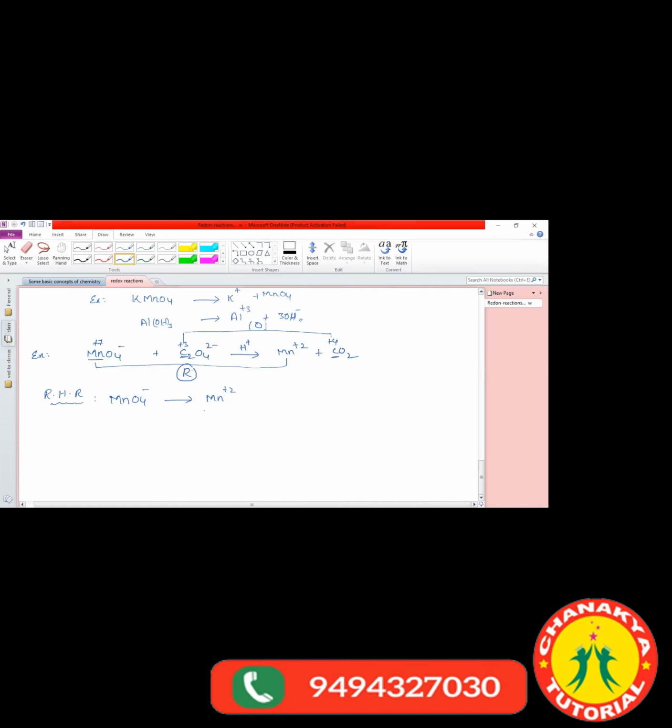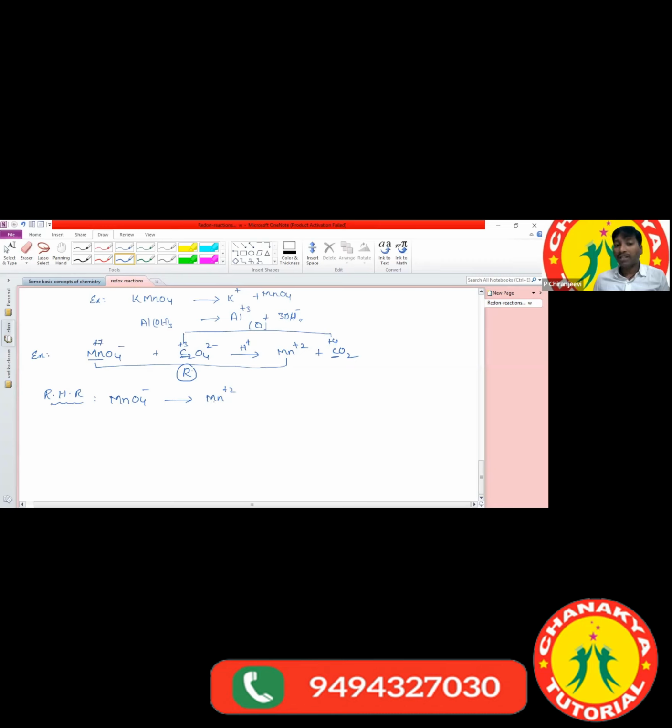Both sides it is the same, so the number of manganese atoms is balanced. Next, what do we have to balance? Oxygen. We have to balance oxygen.